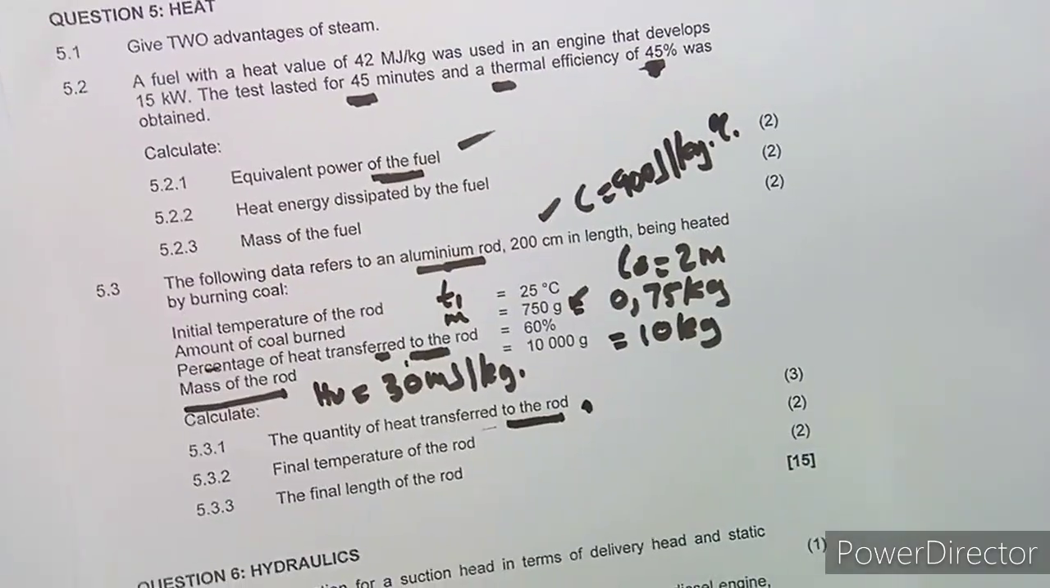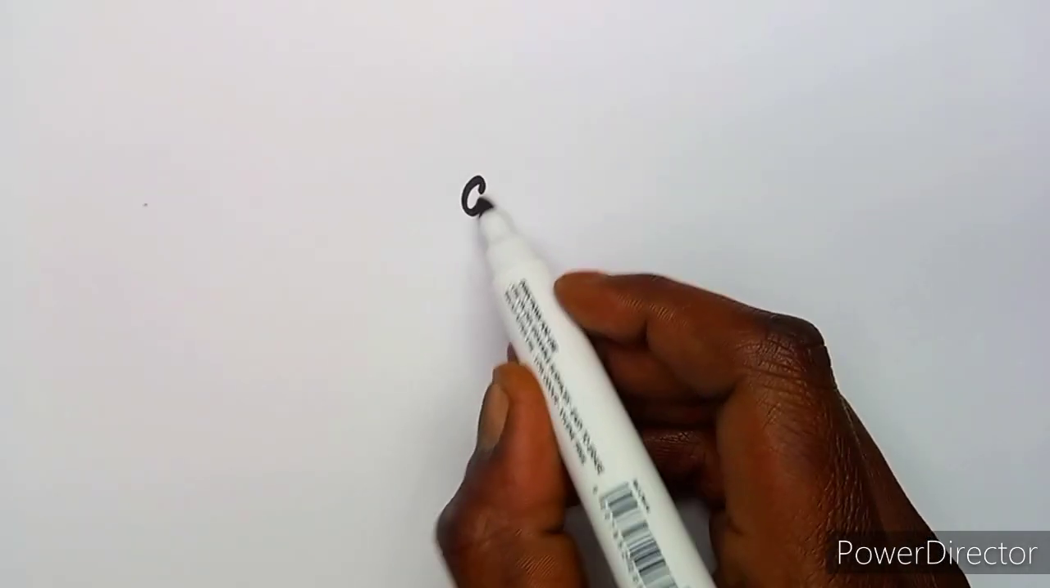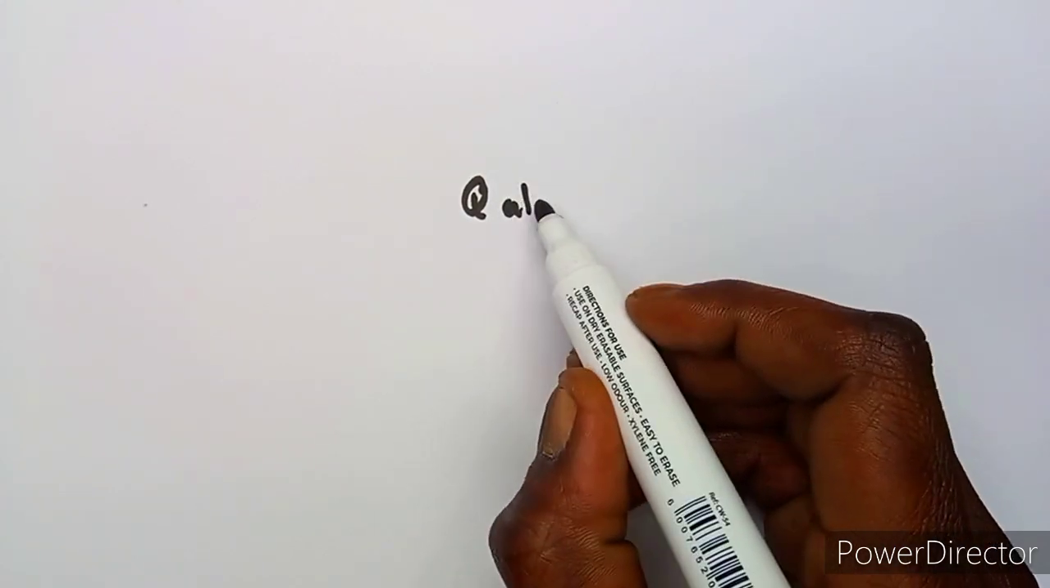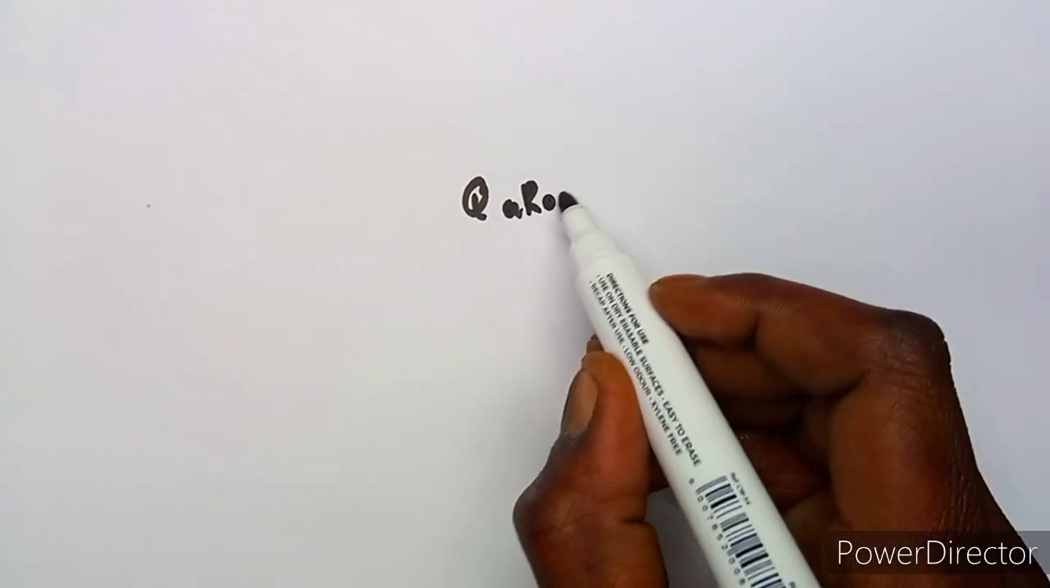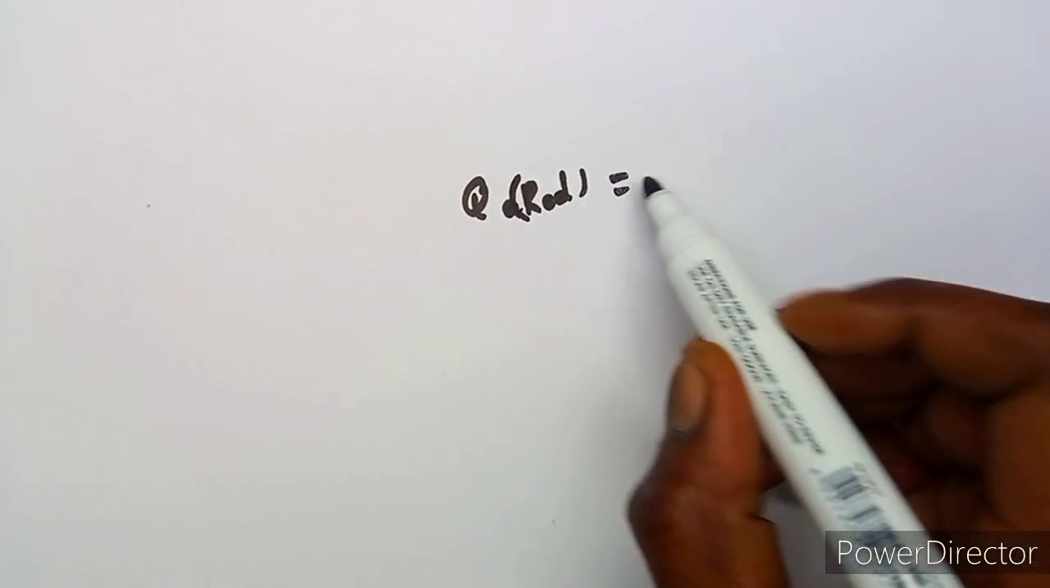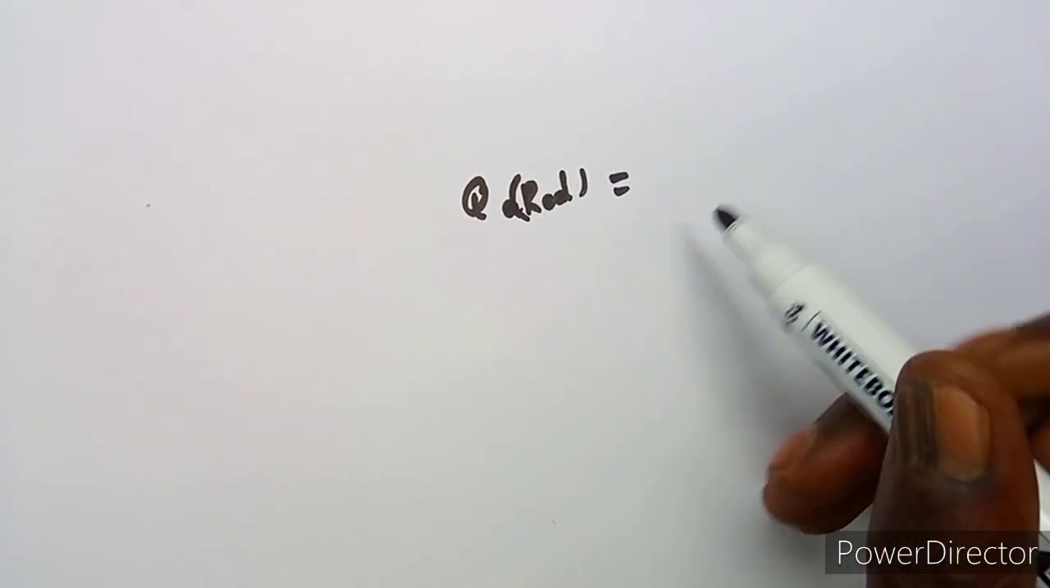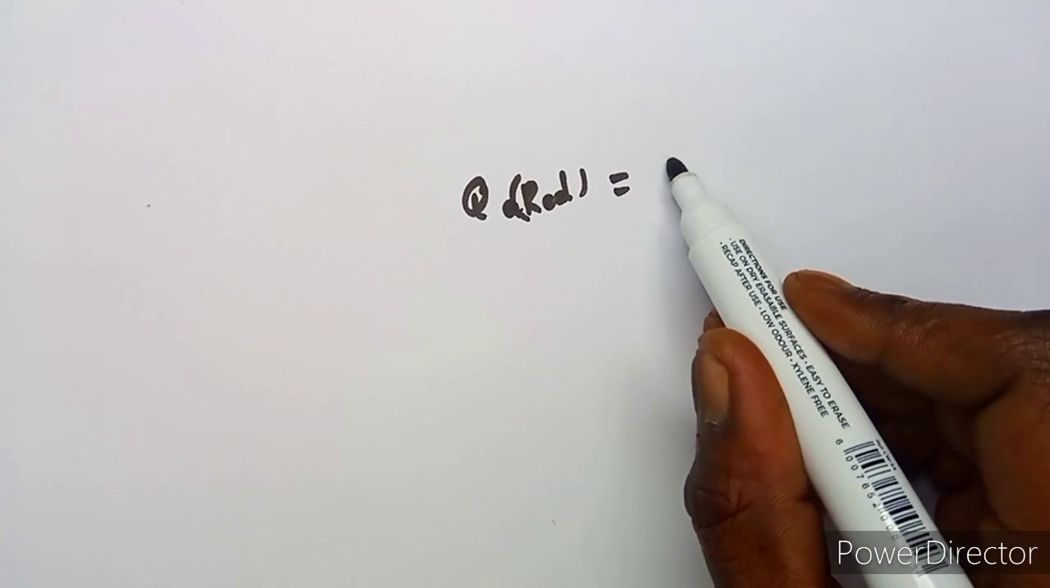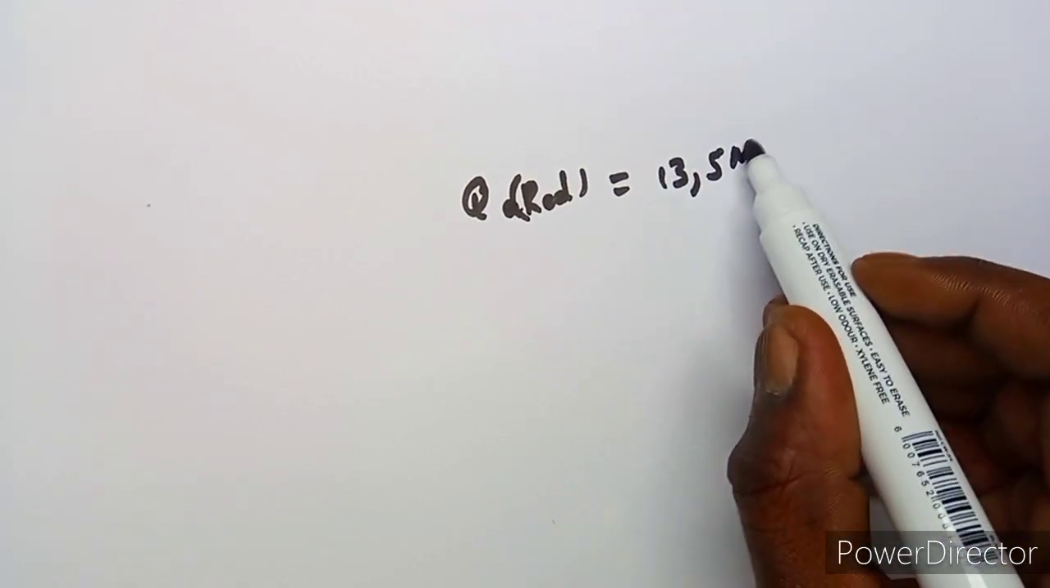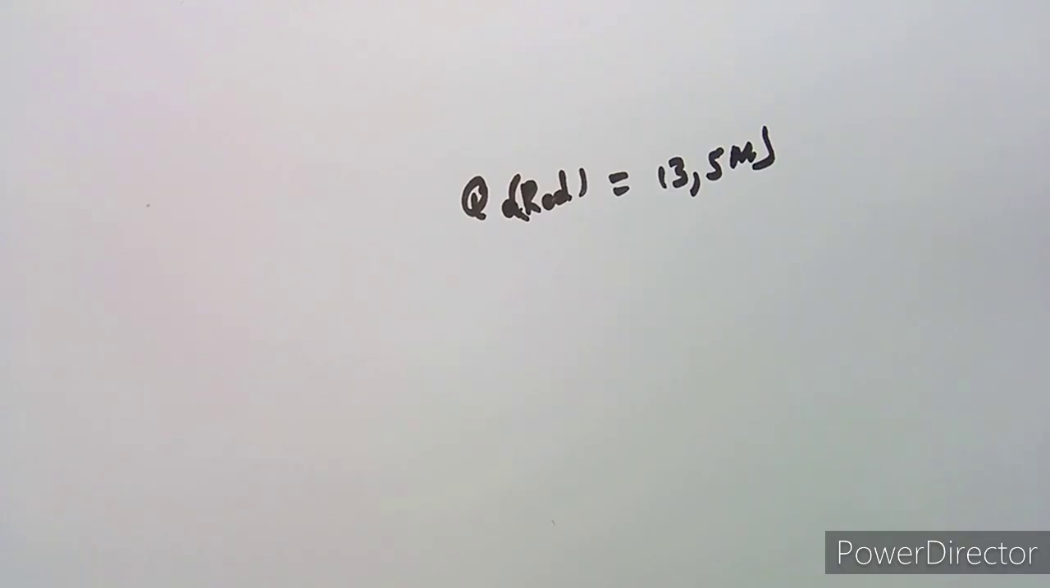Okay, so we know that there is a relationship, because actually the heat for the aluminium, which is the rod, in this case Q rod, the aluminium rod, we obtained this as 13.5 megajoules. Remember, this is what we obtained, 13.5 megajoules here.